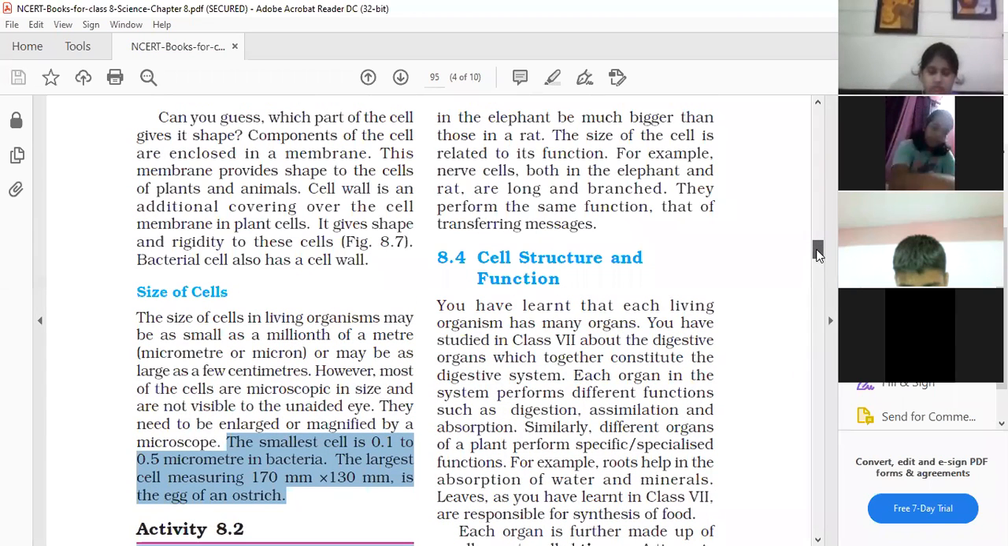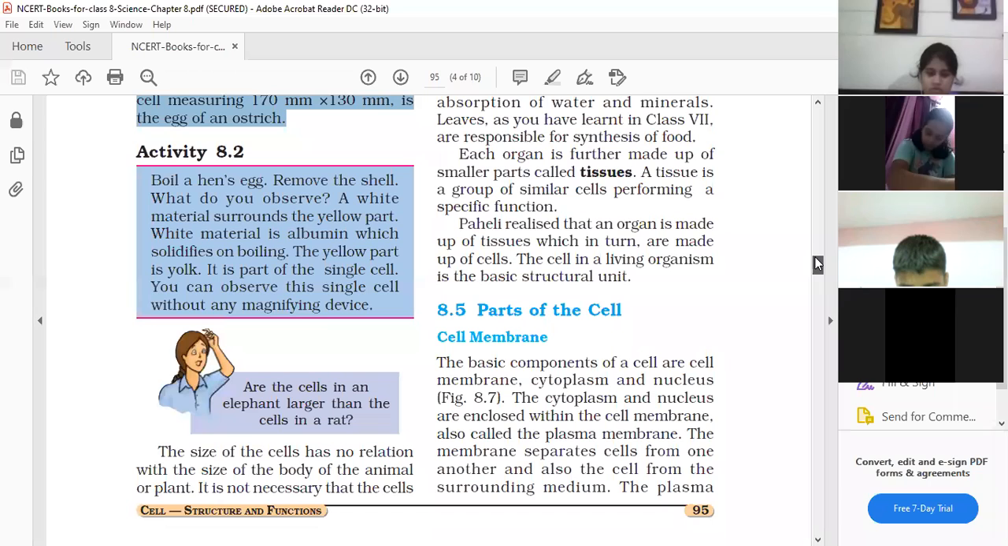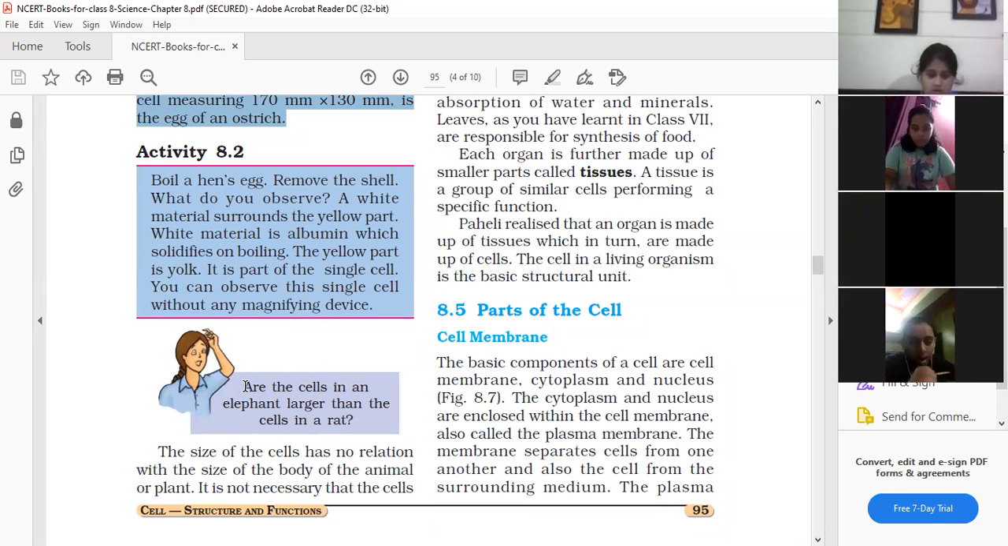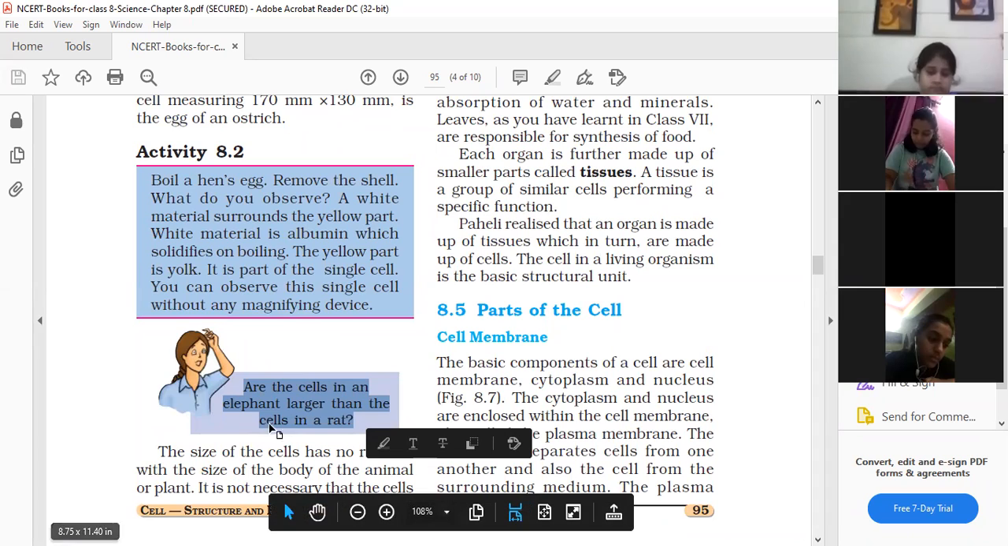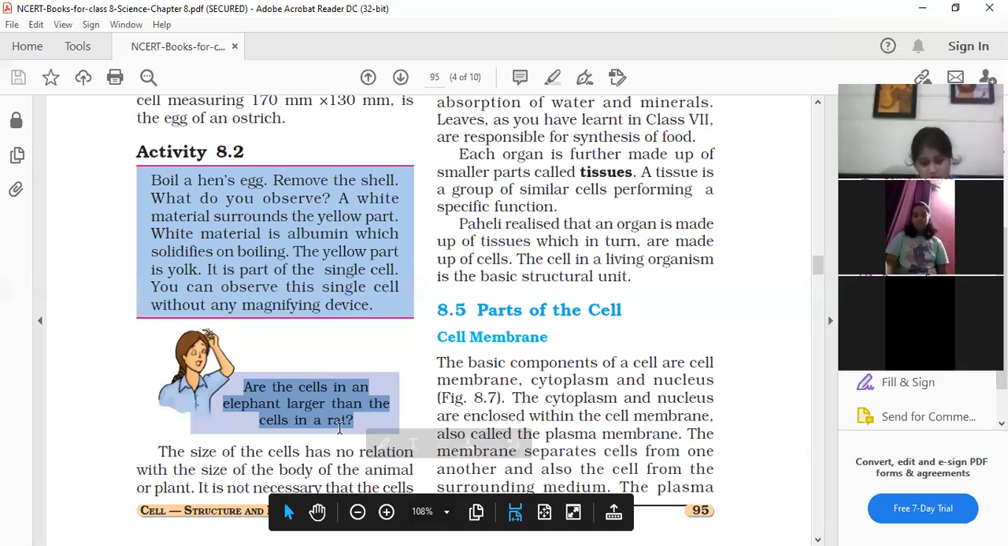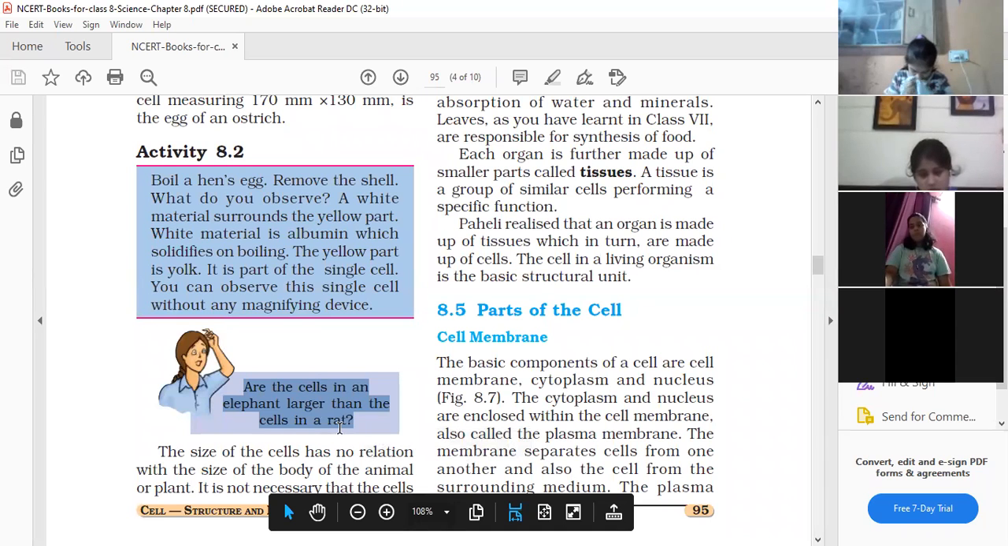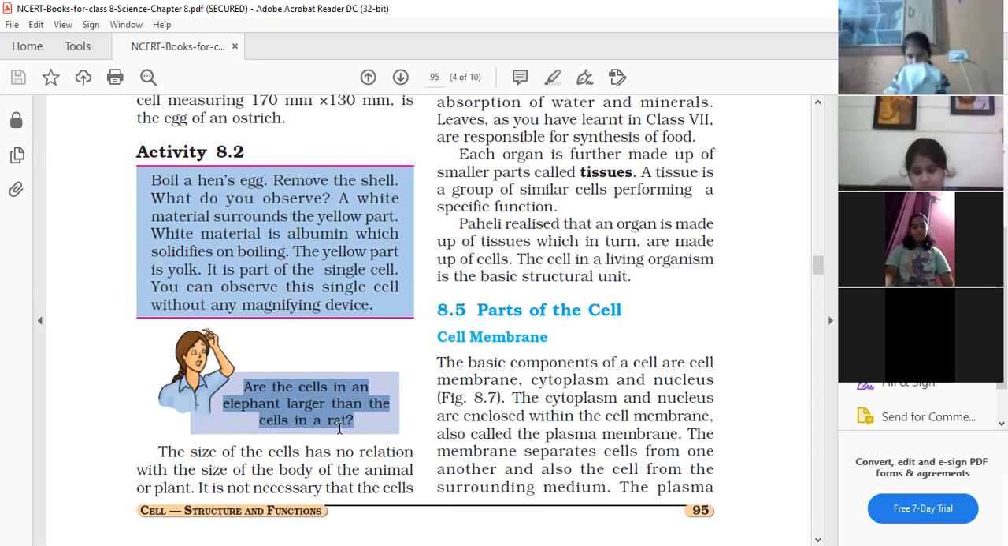One thing more we have discussed, this is a very important question: are the cells in an elephant larger than the cells in a rat? Can anybody tell me? Because we have already discussed it. Why is it so? If we compare elephant and rat, then whose cells are larger?